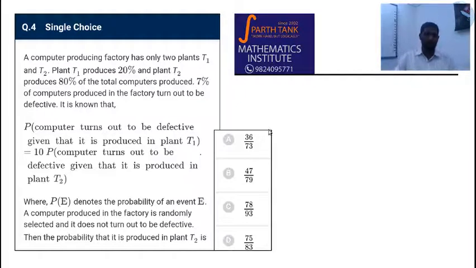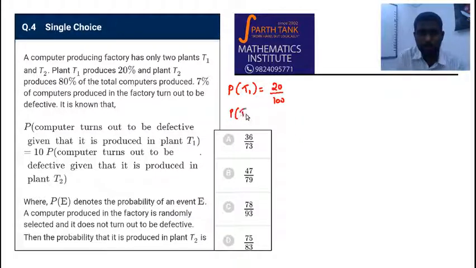Question number 4. Conditional probability based problem. What do they say? A computer producing factory has only 2 plants, T1 and T2. Plant T1 produces 20%, plant T2 produces 80% of the total computers produced. So if you take a computer, probability that it is produced by T1 is 20 by 100. Probability that it is produced by T2 is 80 by 100.